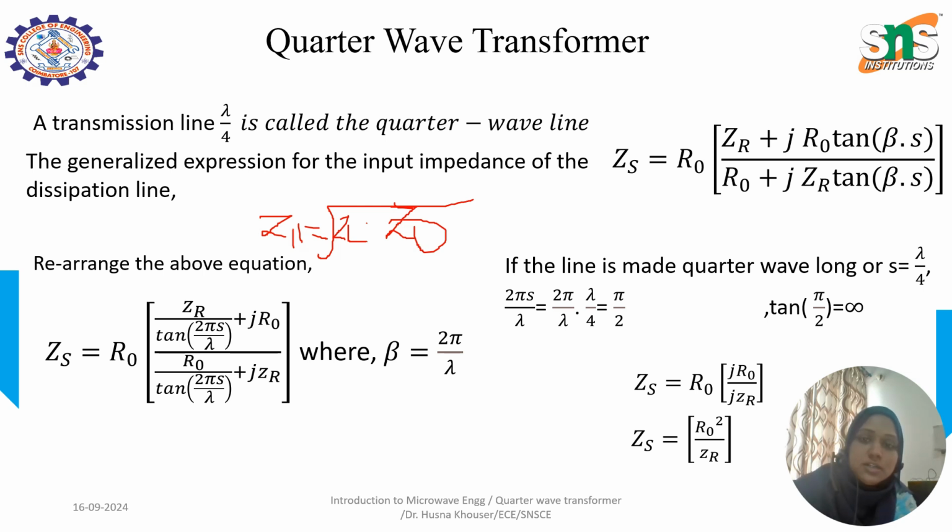Now, by rearranging this expression, which we have already seen in the previous lecture, we get ZR by tan beta S plus j of R0, where beta is 2 pi S by lambda. After multiplying this equation, the quarter wave length S becomes lambda by 4. Substituting this, we get tan of pi by 2, that is 90 degrees. So ZS will be equal to R0 times (j ZR plus R0) by j ZR. This equation we get here.